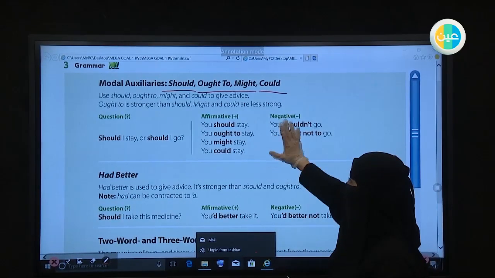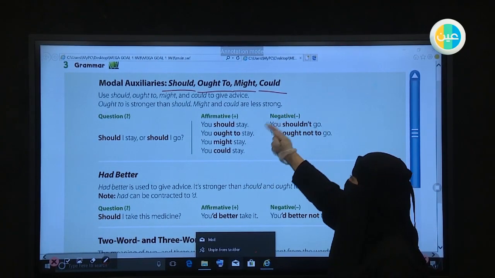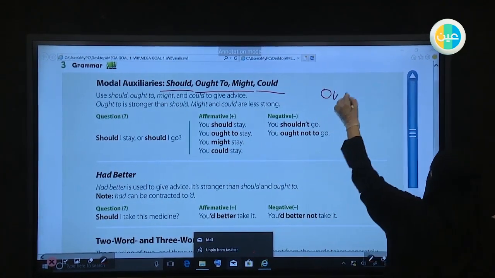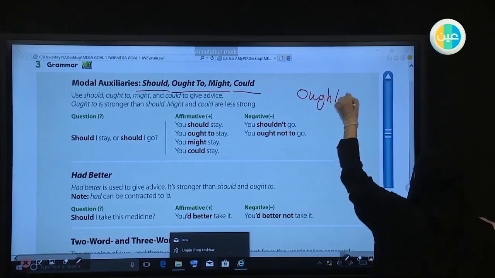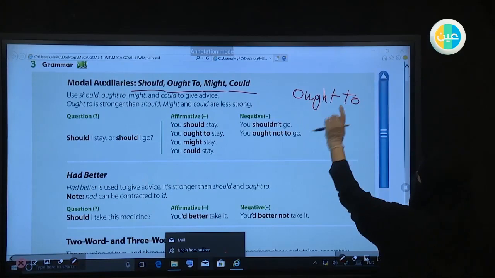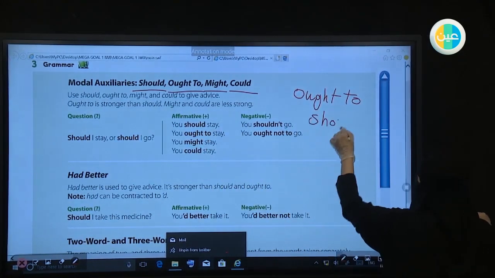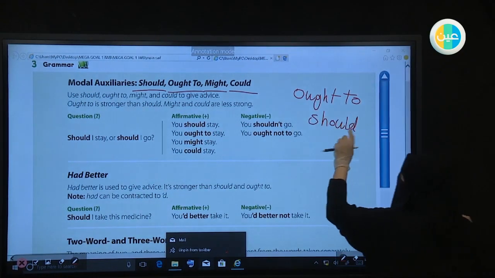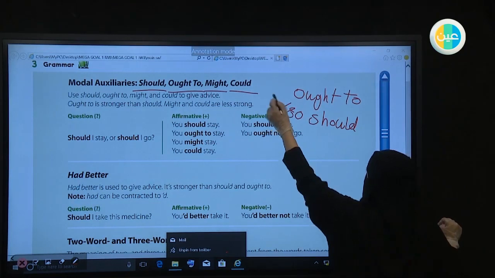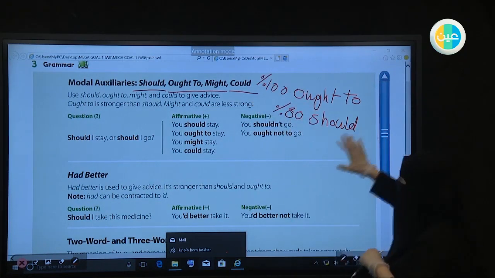Let me check what the difference between them is. They told us that ought to is stronger than should. So ought to is a stronger one, stronger than should. So if you are sure about your sentence, maybe should is 80% and ought to is 100%, because it's stronger than should.